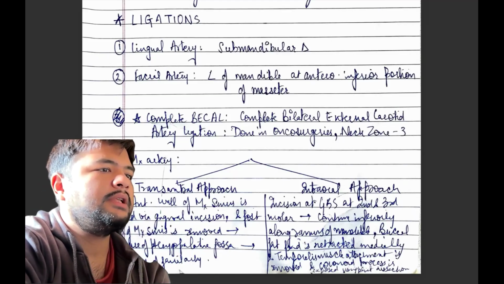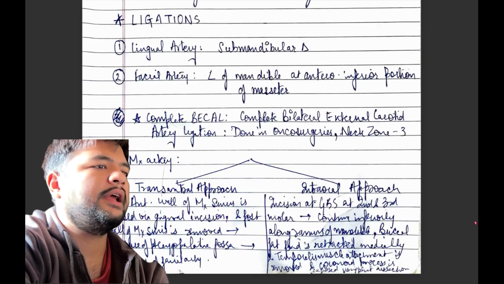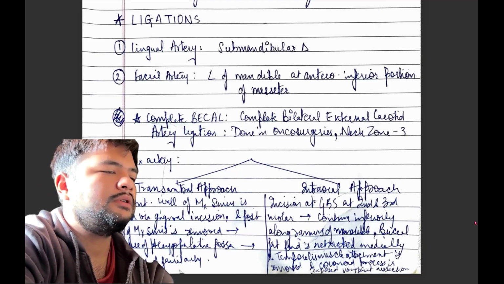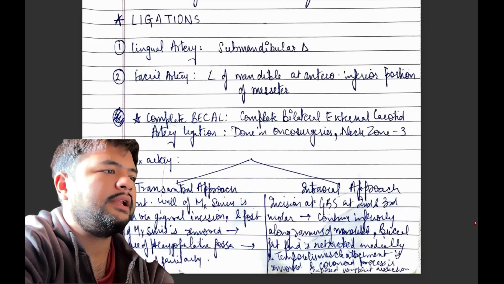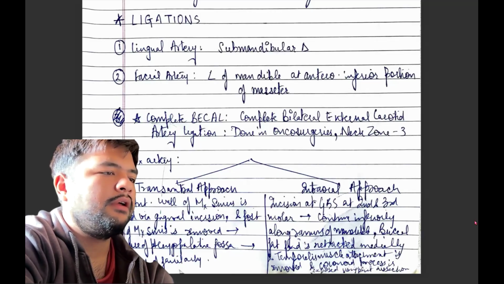Then coming to the maxillary artery. It can be ligated by two approaches, the transantral approach and the intraoral approach. In the transantral approach, the anterior wall of the maxillary sinus is exposed by a gingival incision, the posterior wall of the maxillary sinus is removed, and the pterygopalatine fossa is exposed. So we will be reaching the branches there.